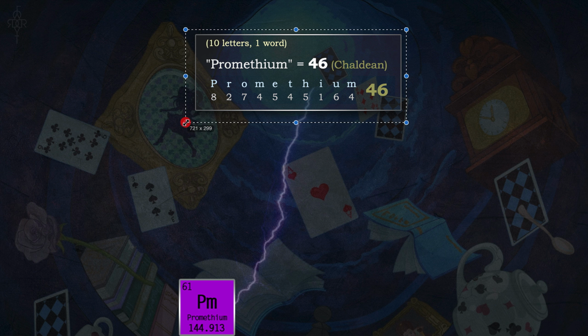Promethium's a match of Jesus Lucifer. That's a 46. Notice Promethium has an atomic weight of 144, as in the 144,000. The chosen ones. The chosen ones.